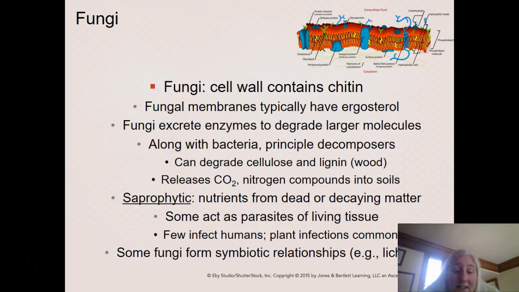Saprophytic fungi are fungi that grow on dead or decaying materials. These are the fungi that are super awesome with decomposition, living in forests, getting rid of waste products. But we also have some parasitic fungi that live on living tissue, and their hyphae go into the living tissue. And then we have other fungi that form mutualistic symbiotic relationships with other organisms. A lichen is a symbiotic relationship between fungi and algae.